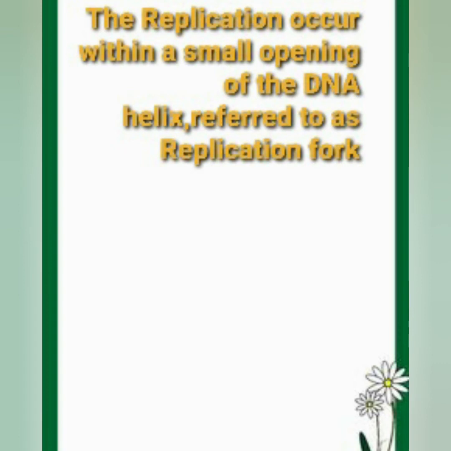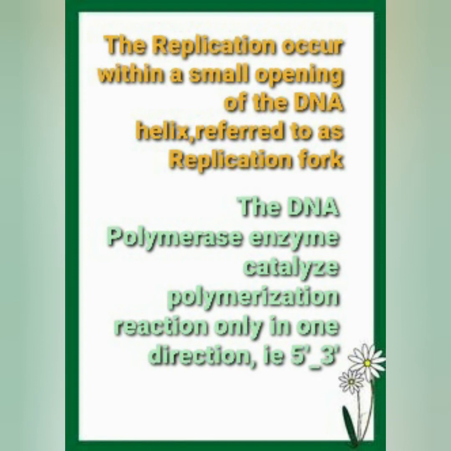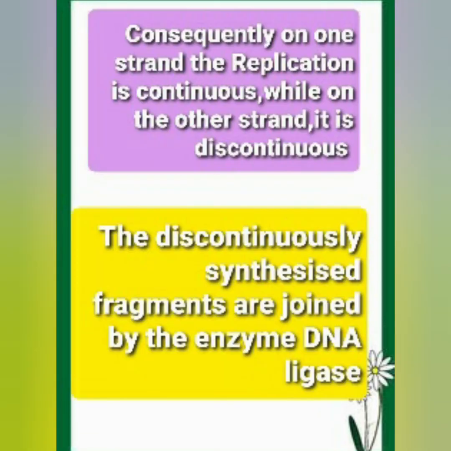The replication occurs within a small opening of the DNA helix referred to as replication fork. Here you can see the replication fork structure. The replication occurs within a small opening called replication fork. The DNA polymerase enzyme catalyzes the polymerization reaction only in one direction, that is 5' to 3'.